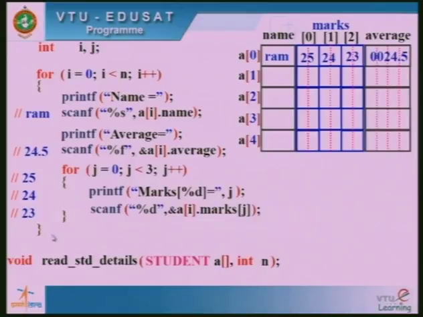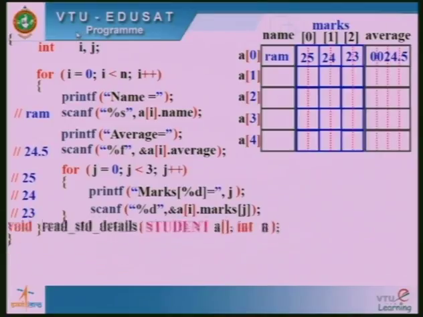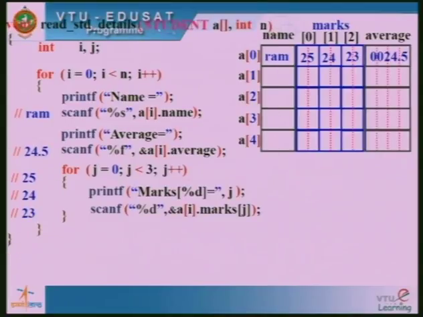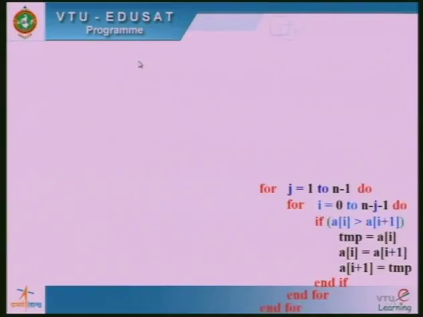And all these statements must be enclosed within parentheses, and this has to be moved here. So we can write void read student details and so on. So this is how we can enter n student information. Next, after reading n students information, let us try to arrange the numbers in ascending order.